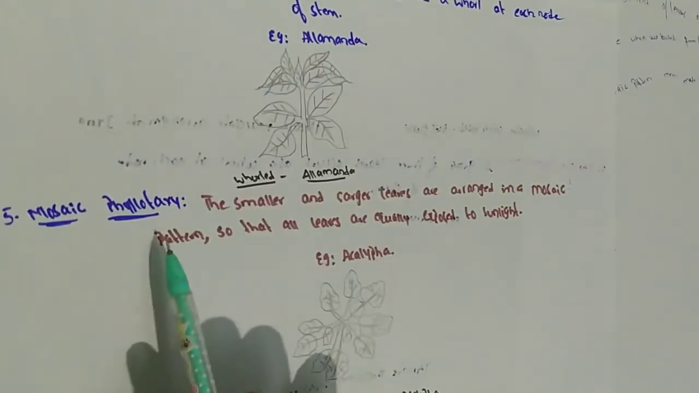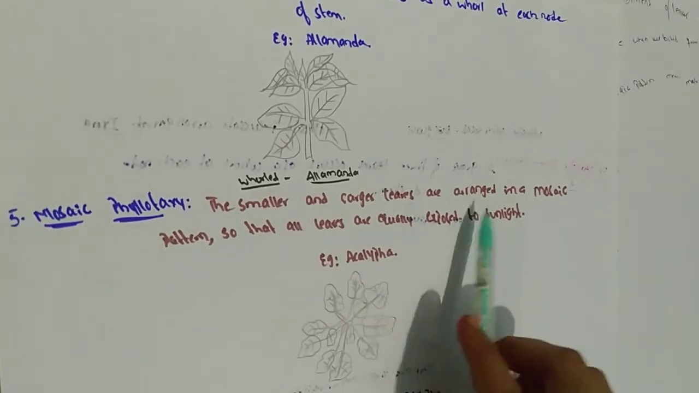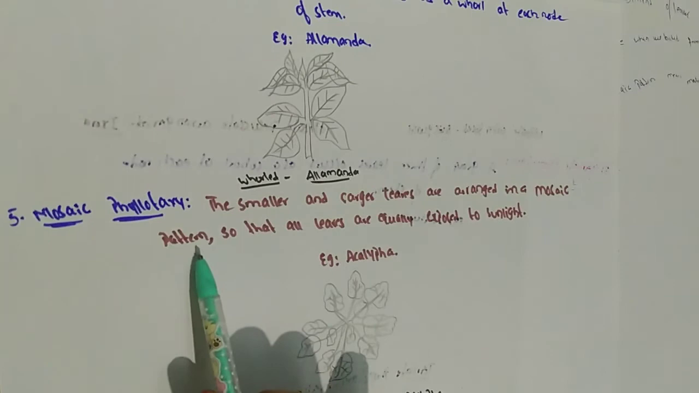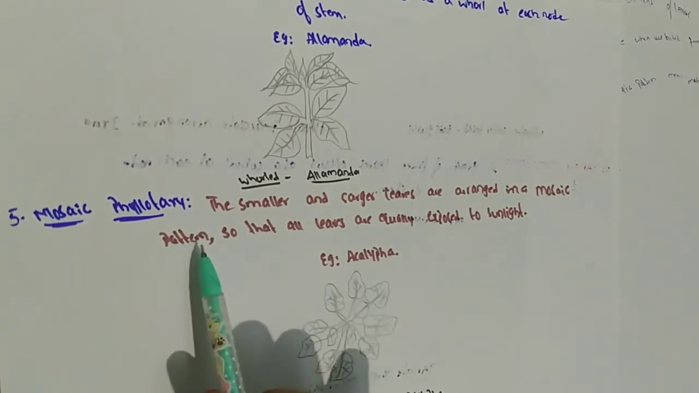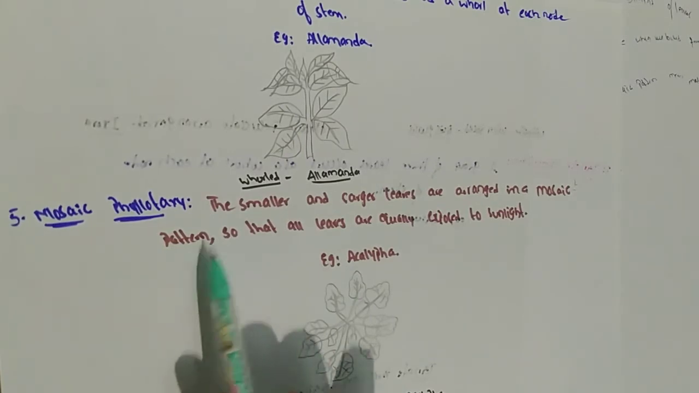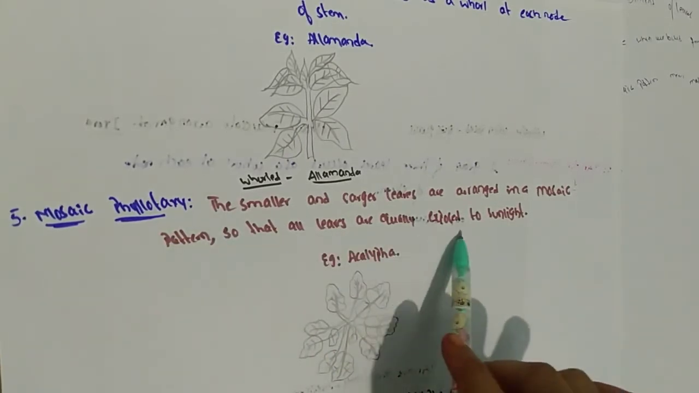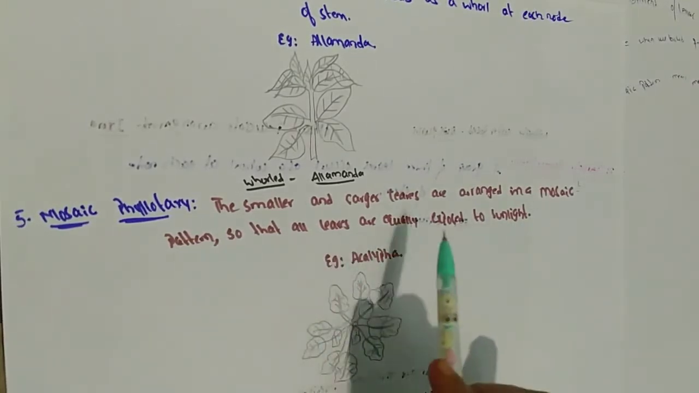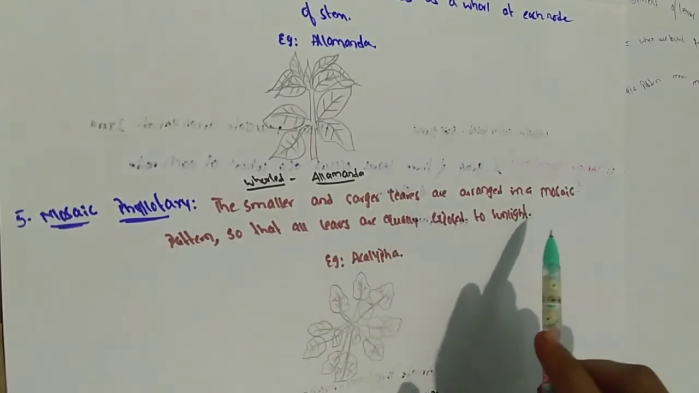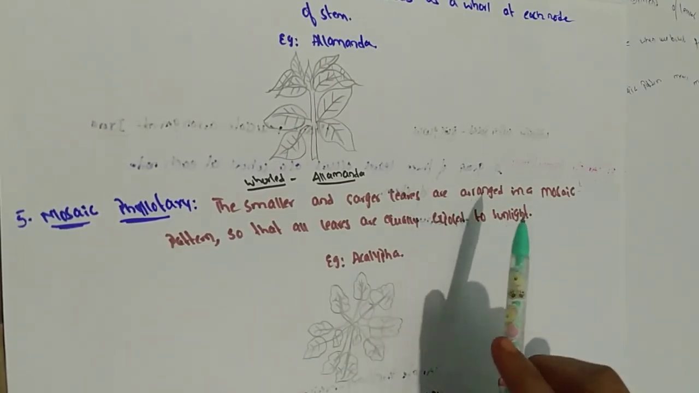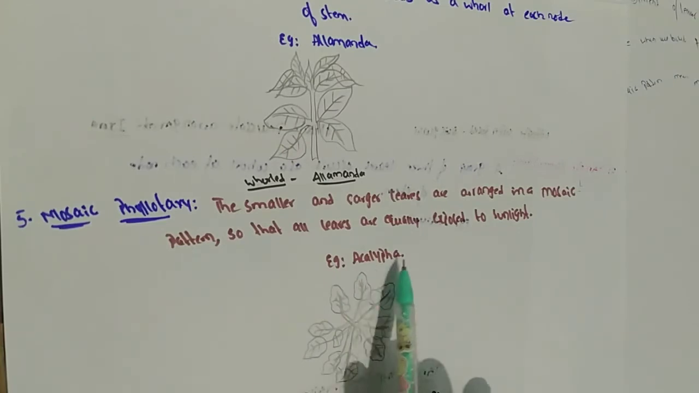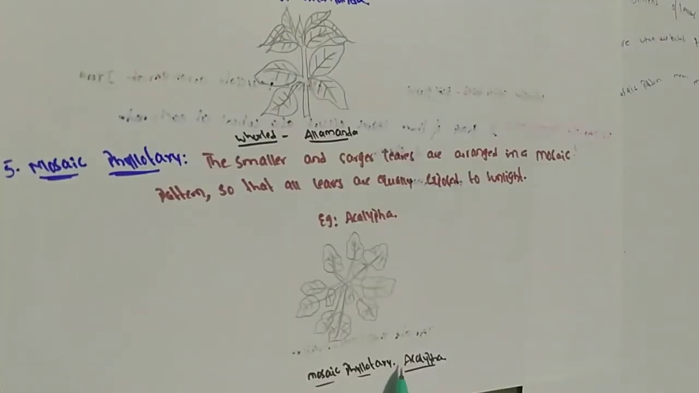Fifth type, mosaic phyllotaxy. The smaller and larger leaves are arranged in a mosaic pattern. Mosaic pattern means a pattern made up of small and large pieces of a substance. Here the leaves are arranged in a mosaic pattern, so that all leaves are equally exposed to sunlight. Example, Acalypha. Mosaic phyllotaxy in the Acalypha plant.